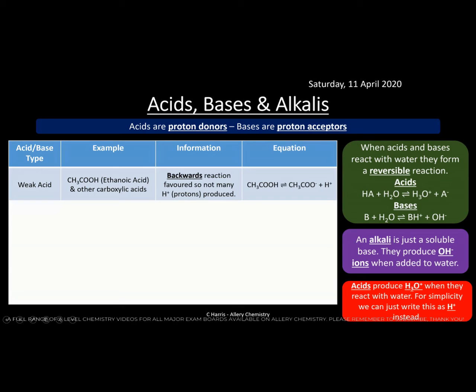So for weak acids, if you had a beaker of this in water, most of that beaker would contain the undissociated acid and not much of the ions. That's what makes it weakly acidic. So that's why they're weak.